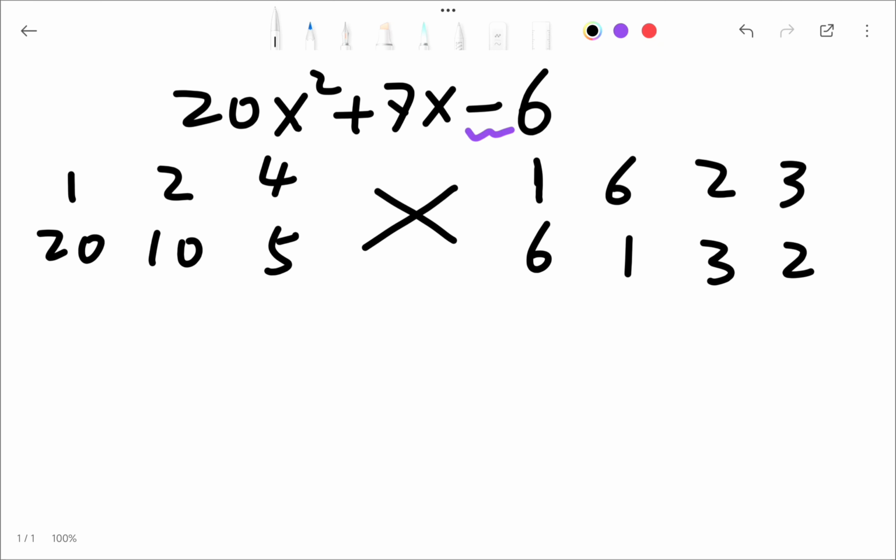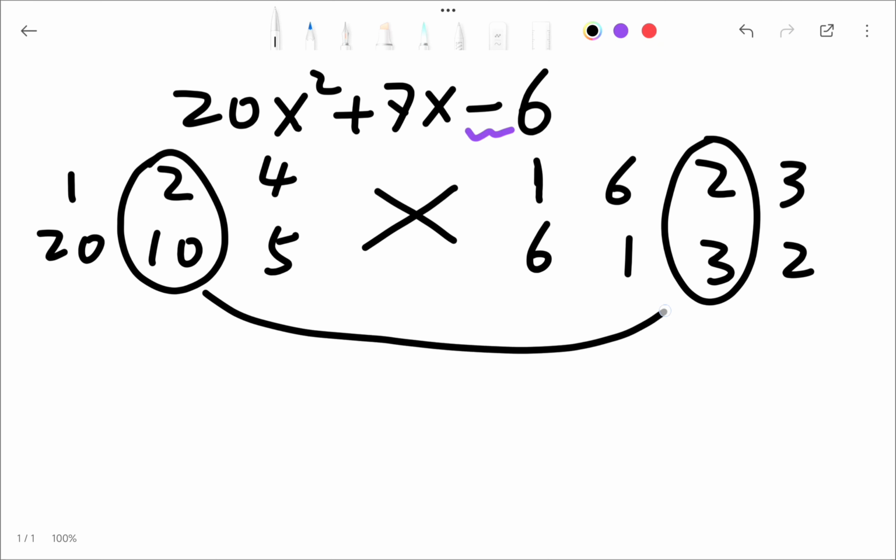So let's go through one combination and then I'll leave you to complete the rest. Let's take a look at 2 and 10. I'm just going to choose this randomly and pair this with 2 and 3 here. Okay, let's do the cross multiply. We get 6 from 2 times 3 and 20 from 10 times 2. The difference of these two numbers is not 7. So that's not the combination that we're after.